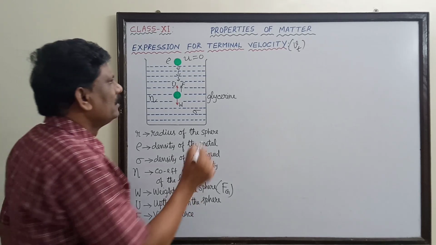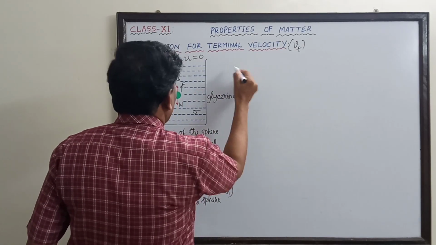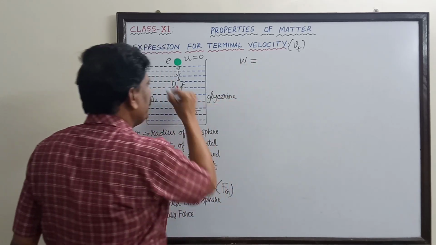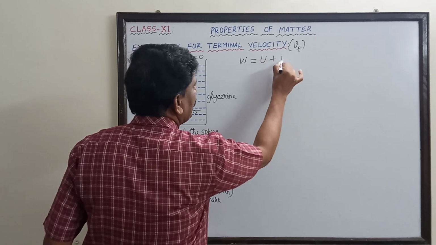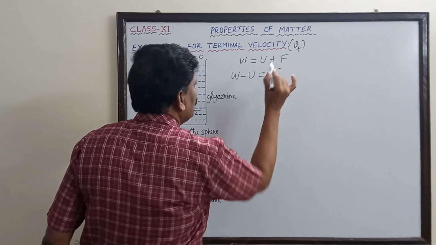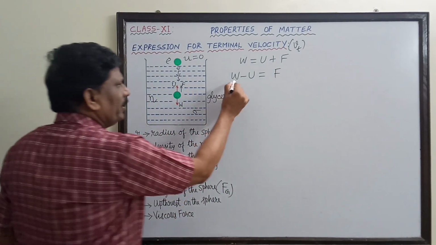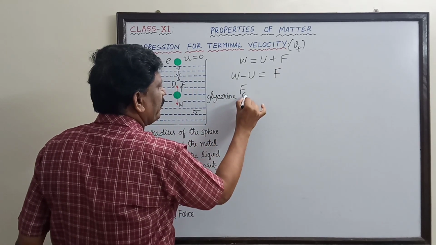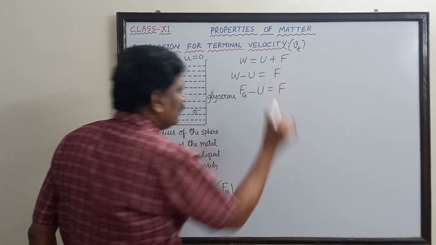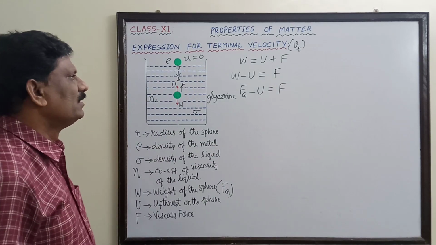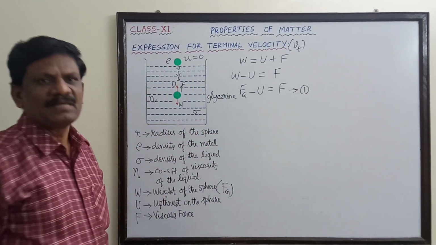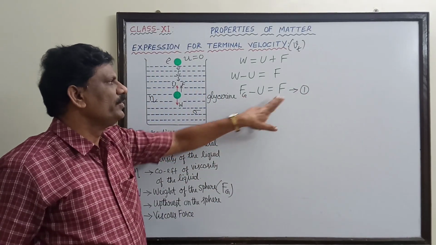So, I will take the net force. W is acting in the downward direction. This should be equal to U plus F, or W minus U must be equal to F. This W is also the gravitational force. So, Fg minus upthrust is equal to the viscous force F. In this equation 1, we are now going to substitute the expressions for Fg, U and F.